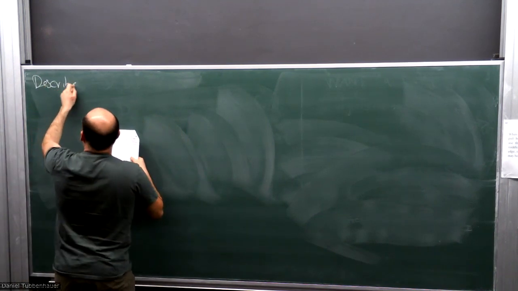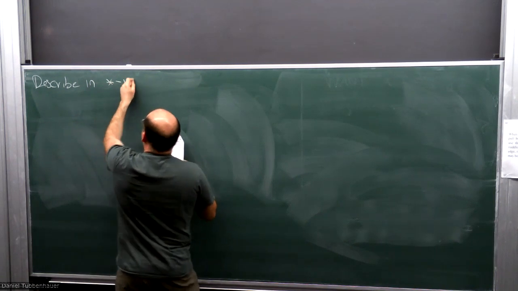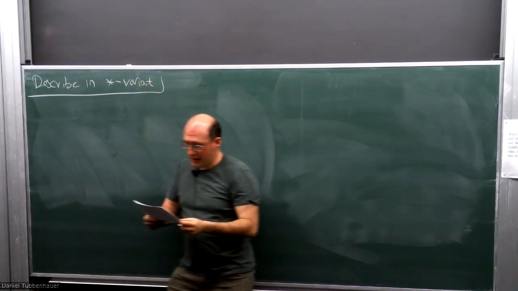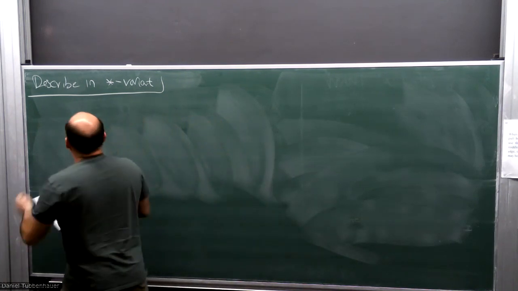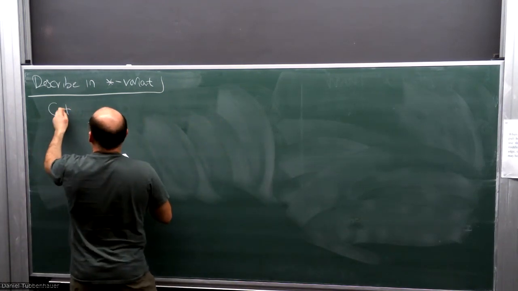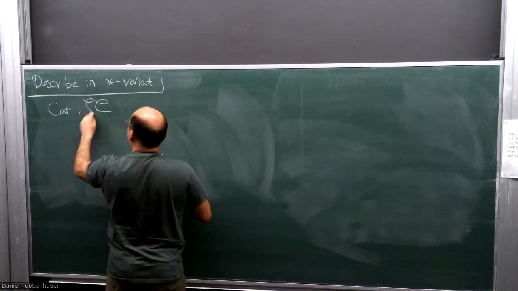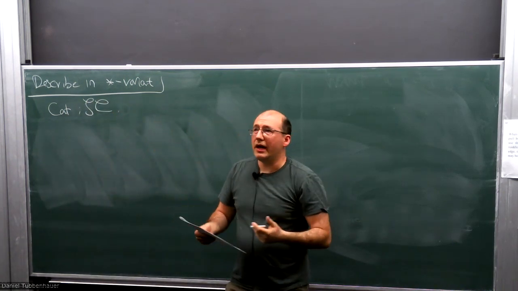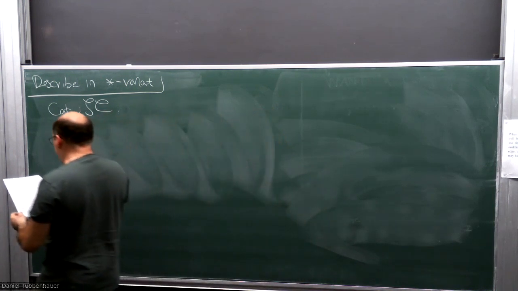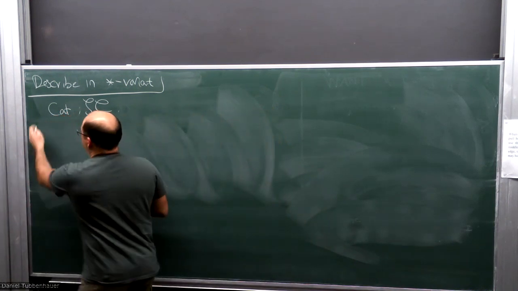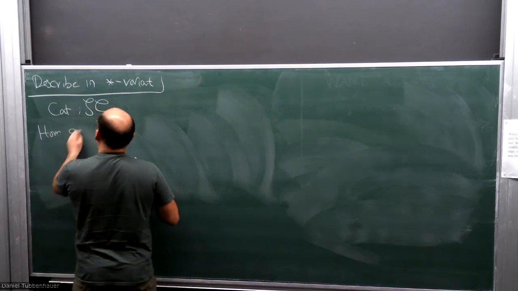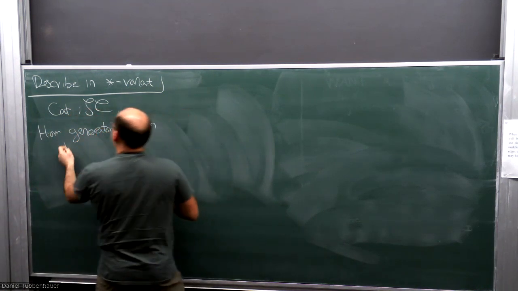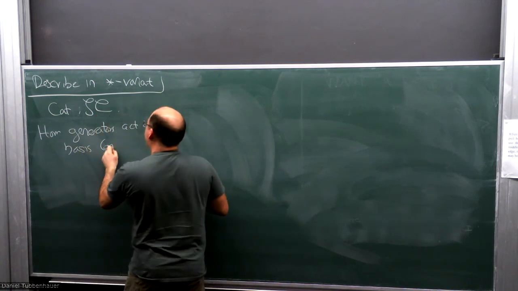I'm going to describe the star variant, because this is the easiest one to explain. So let me call the star variant this category. It's going to be denoted C, singular cosets. And what I'm going to do is I'm not going to tell you how to multiply things immediately. I'm going to tell you how generators act on a basis on the right.